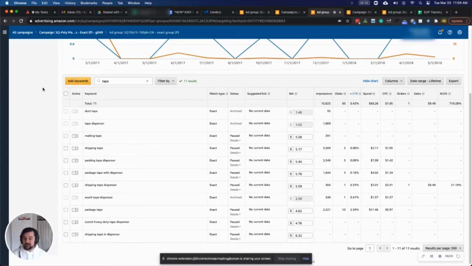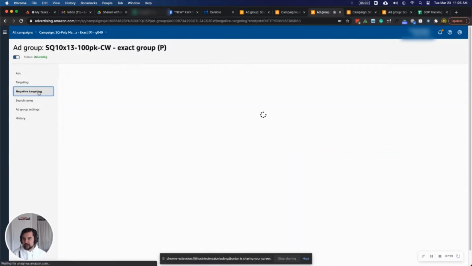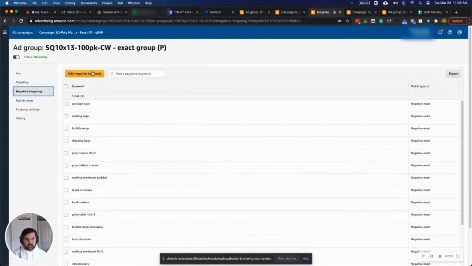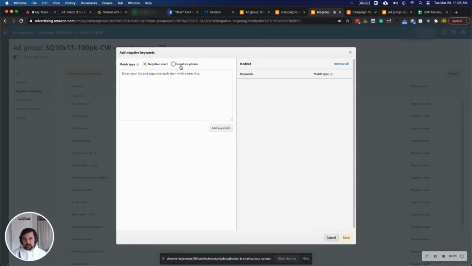If you have some sort of formal way of organizing your keywords, and I recommend you do that, I would take tape and add it to a list of negatives that you're creating to prevent you from bidding on these. We're in an exact match campaign right now, so pausing all the keywords containing tape, so long as we don't add anything in, we won't be bidding on them. But I'm just going to go ahead and, in the negative targeting, add negative keywords. I'm just going to do tape as a negative phrase.